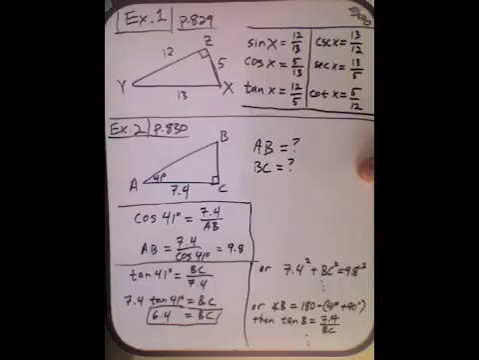There are always different ways to do problems, and in this case, once we have the side AB, we can use the Pythagorean theorem to find BC. And there are other ways to find BC as well.